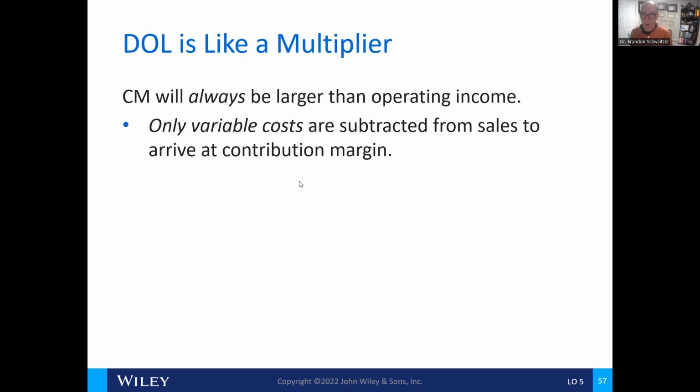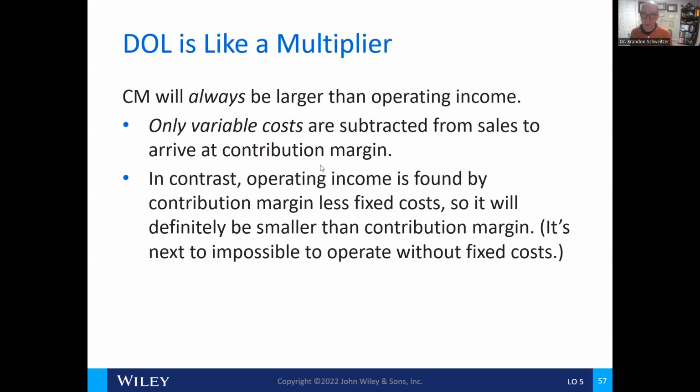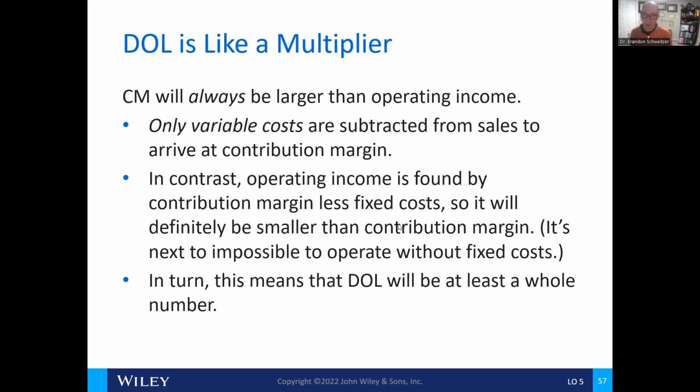Variable costs are subtracted from the sales to arrive at the contribution margin. And of course, this is different from the fixed costs. Those are separated out. It's very difficult to operate without any fixed costs. So the degree of operating leverage is typically a whole number.